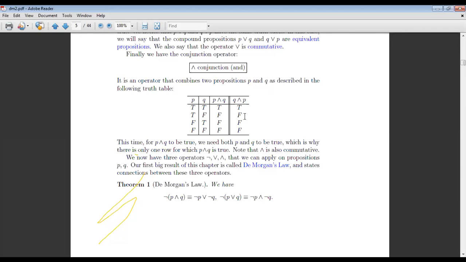So for P conjunction Q to be true, we need both P and Q to be true. That is denoted by the first row. For the conjunction to be true, P and Q must both be true, which is why there is only one row for which P conjunction Q is true. Note that conjunction is also commutative, meaning the value of P conjunction Q will be the same as the value of Q conjunction P. That is commutative.